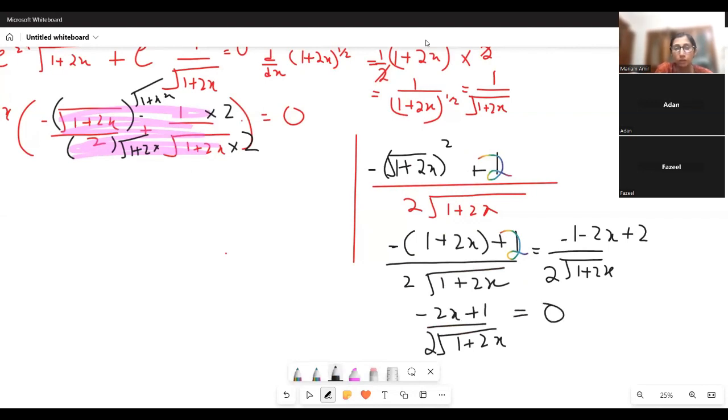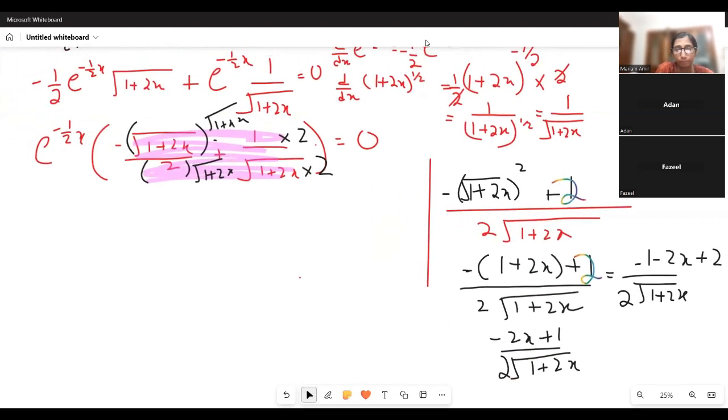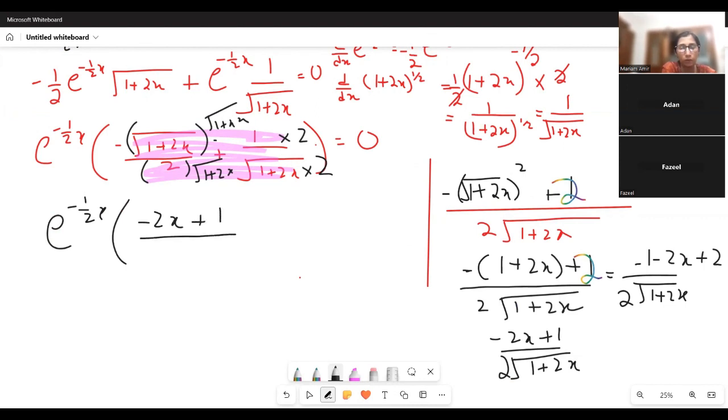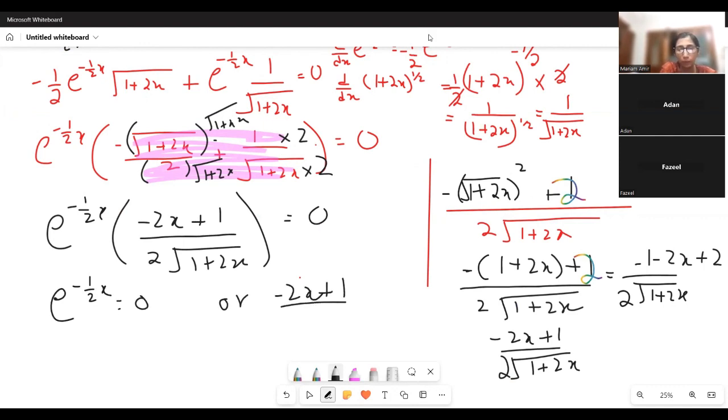Equals to 0. Okay, not equals to 0 here. Let's write the simplified form. e power -1/2 x bracket -2x plus 1 upon 2 square root 1 plus 2x bracket equals to 0. So now we have e power minus half x equals to 0, or minus 2x plus 1 upon 2 times square root 1 plus 2x equals 0.